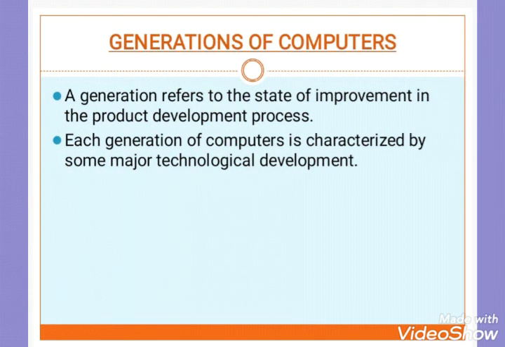So now we will see the next topic, that is generation of computers. Generation refers to the state of improvement in the product development process. It means that in each generation there is advancement in computer technology. It can be categorized by major technology developments such as smaller, cheaper, more powerful, more efficient as well as reliable devices. Now, dear students, one by one we will study the generations of computers.